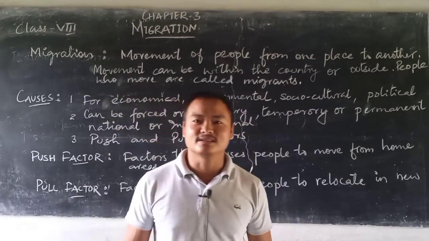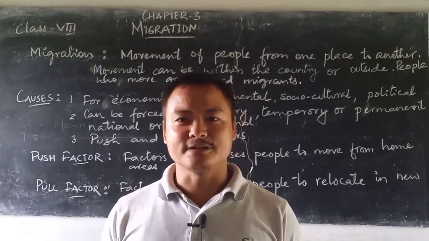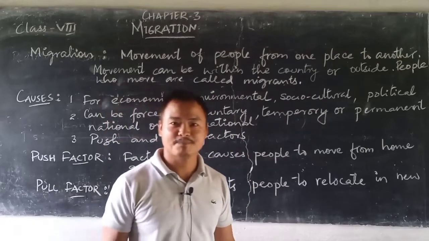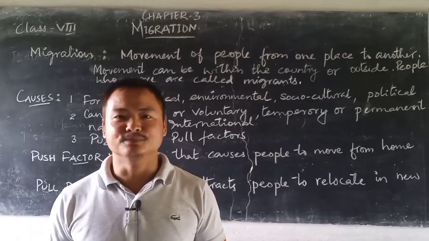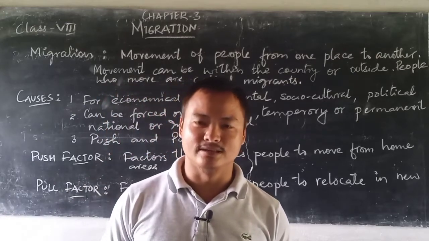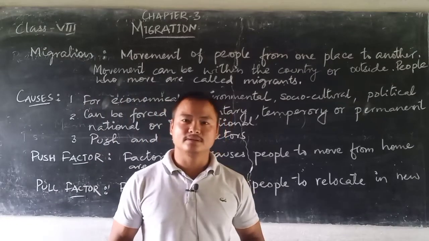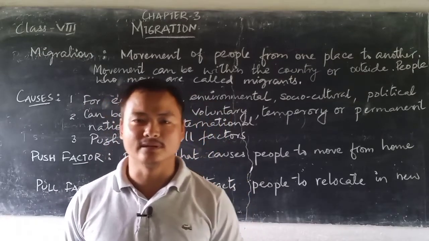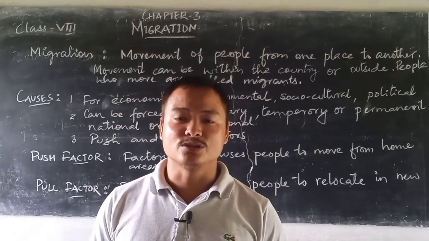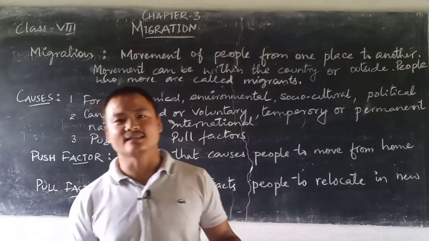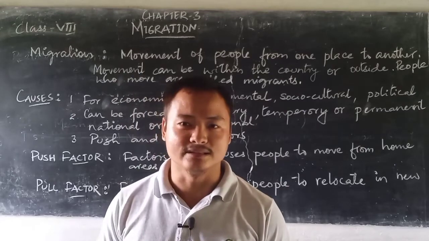Today we shall be discussing chapter 3, that is migration. So first let's talk about what is migration. In simple words, it is movement of people from one place to another. That is, say for example, we are here located in Hamiltonganj, some in Kalchini, some in the tea garden areas. So if you happen to move from this place to any other place, that is what we call migration.